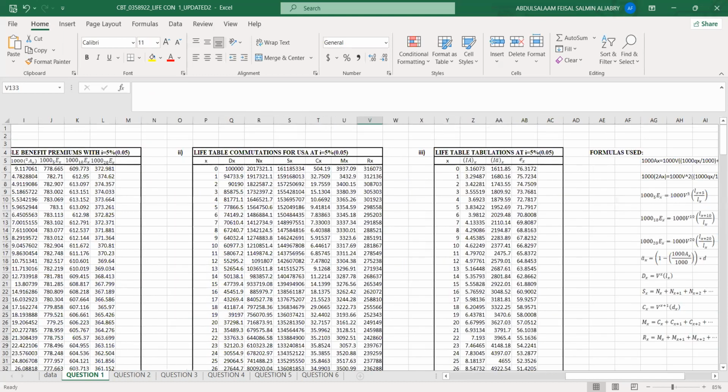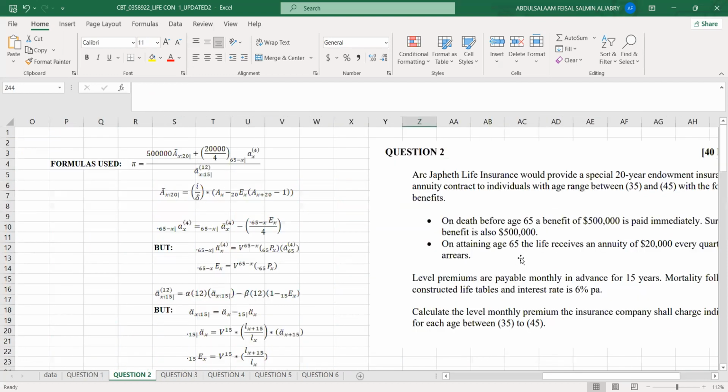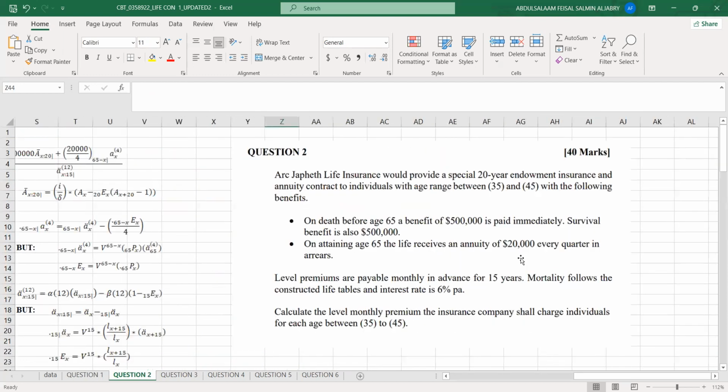Okay, continuing question number 2. Question number 2 says, ARC Japheth Life Insurance will provide a special 20-year endowment insurance and annuity contract to individuals with age range between 35 and 45 with the following benefits. So it has like 2 benefits.